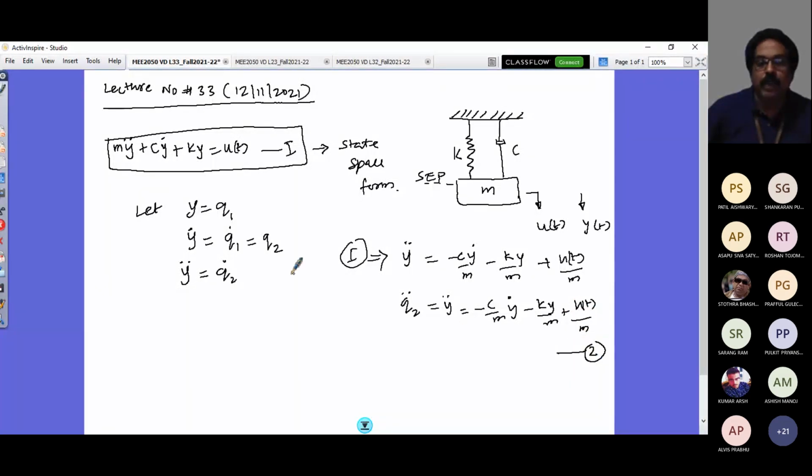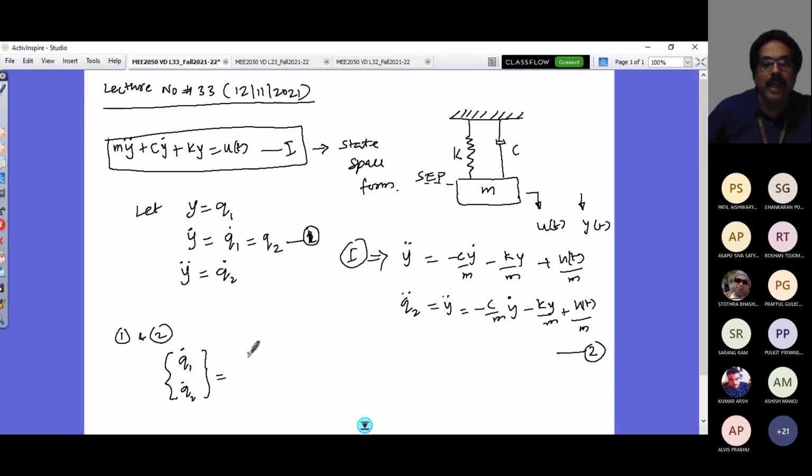So what is my equation 1? Equation 1 is q1 dot is equal to q2. So you would immediately make out now q1 dot and q2 dot are the derivatives of the state variables. And I can rewrite now equations 1 and 2 in this form, where I have my q1 dot, q2 dot vector on the left hand side.